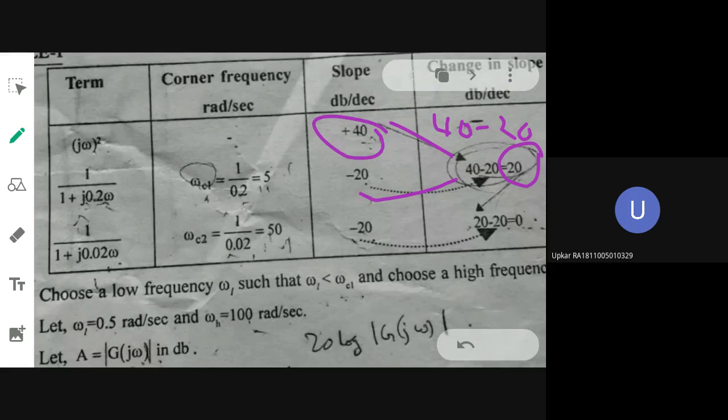Again, you bring this 20 here, sum it with minus 20. So what will be the final slope change that you are having? 0. Okay, so the curve will start with 40, then you will have a drop of 20, and then you will be seeing a drop of 0 dB. Okay, that we will see now.